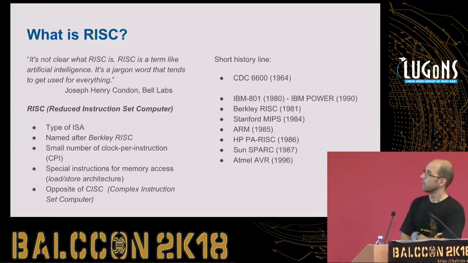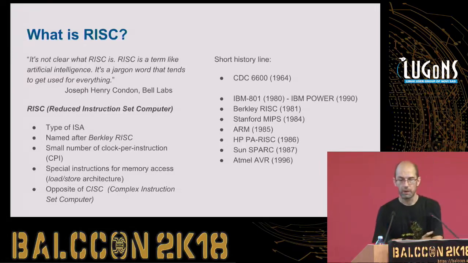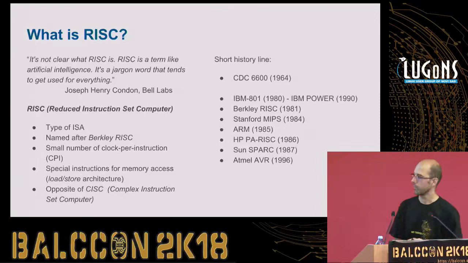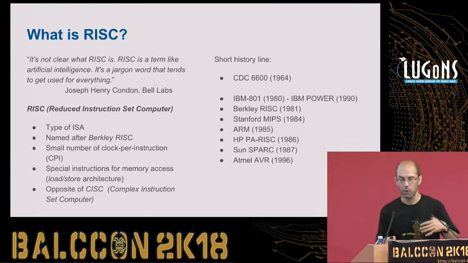Later, after the IBM at Berkeley, the RISC processor was designed first as an academic example, followed by Stanford MIPS, then ARM, HPPA RISC, which were all made in this new RISC fashion.